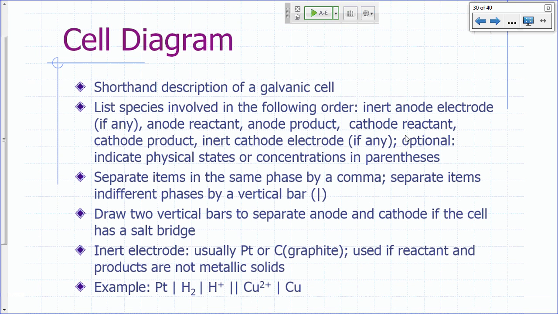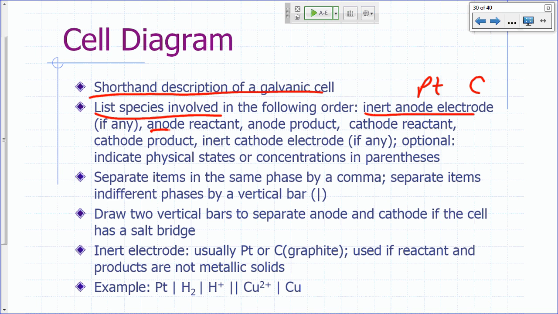Now, a cell diagram is a shorthand description for a galvanic cell. What you do in a cell diagram is you list all the species that are involved in your cell, and you have to do it in this order. You start with the inert electrode for the anode, if any. Sometimes your anode half reaction doesn't involve a piece of metal. Then you have to put something in there, like a platinum wire, to allow the electrons to come out. So usually you would use a platinum wire or a graphite rod, that's carbon.